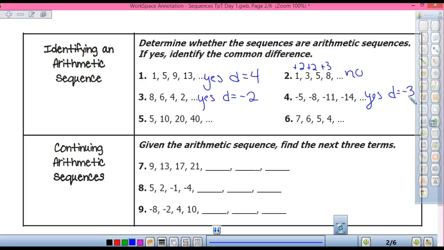Alright, so let's talk about number 5. Okay, so they're multiplying by 2 every time. Okay, so is this a sequence? Yes, it's a sequence, but is it an arithmetic sequence? No. It's actually what we call a geometric sequence, and we'll talk about those second semester. But for right now, we're going to say no because it's not an arithmetic sequence. Okay, how about 6? Yes. D equals negative 1. They're subtracting 1 every time.